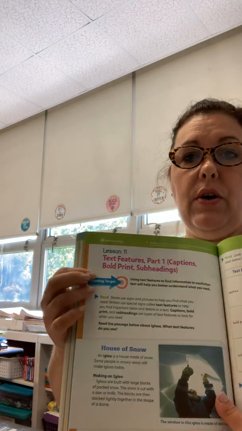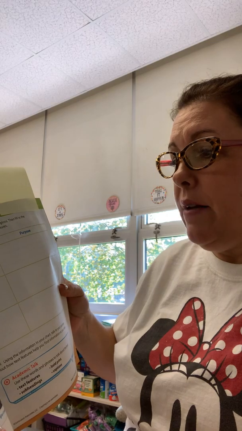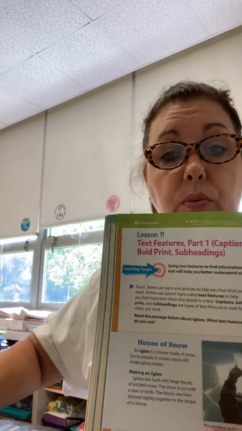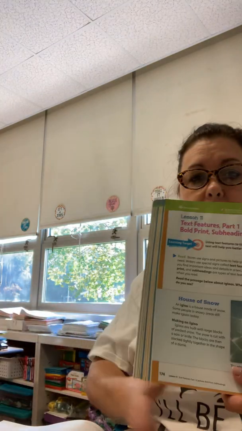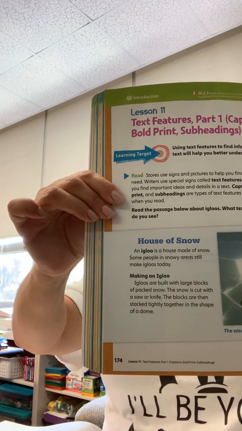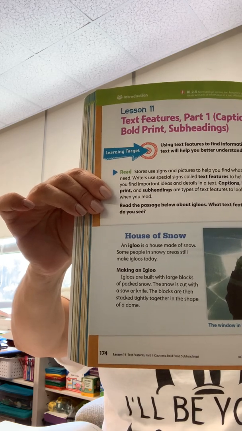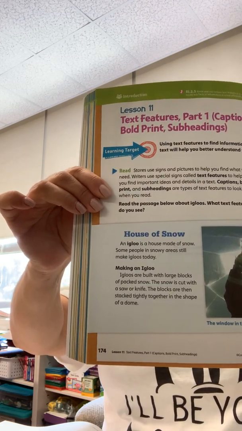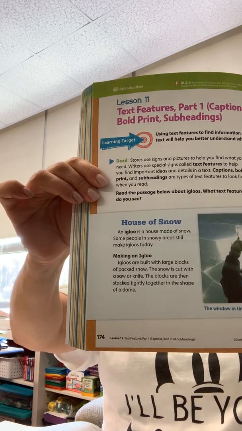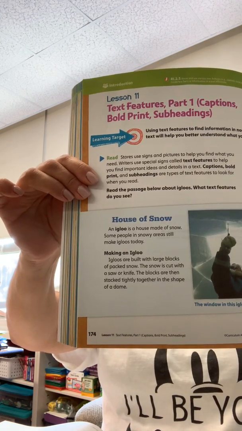What we're going to learn is that using text features to help find information in nonfiction text will help you better understand what you read. Stores use signs and pictures to help you find what you need. Writers use special signs called text features to help you find important ideas and details in a text. Captions, bold print, and subheadings are one type of text feature to look for when you read.